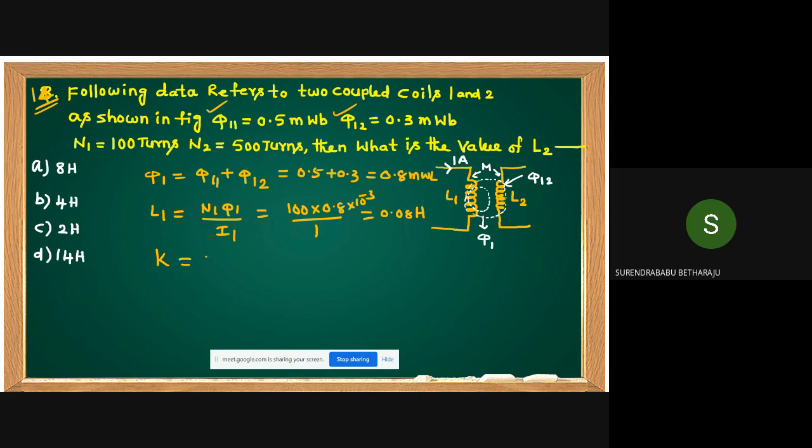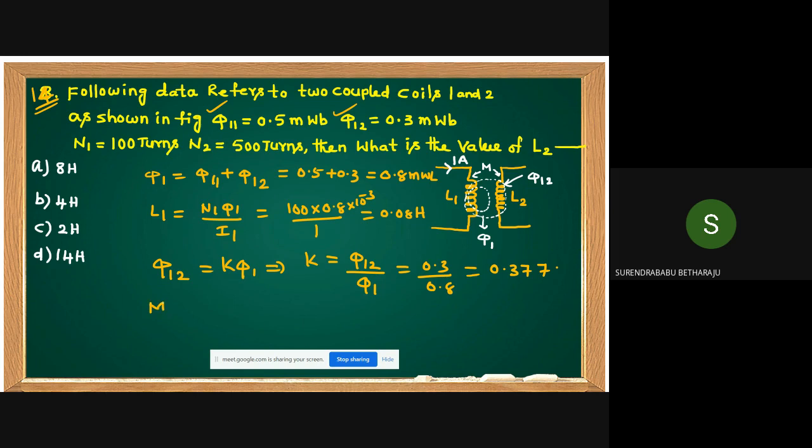Then what is the K value? How to find the K? All these formulas I already gave in the previous sessions. Please go through that. I defined mutual flux phi 12 equal to K into phi 1. Then from this, K equal to phi 12 by phi 1. Phi 12 is the mutual flux, 0.3. Phi 1 is 0.8. So you can get 0.377.